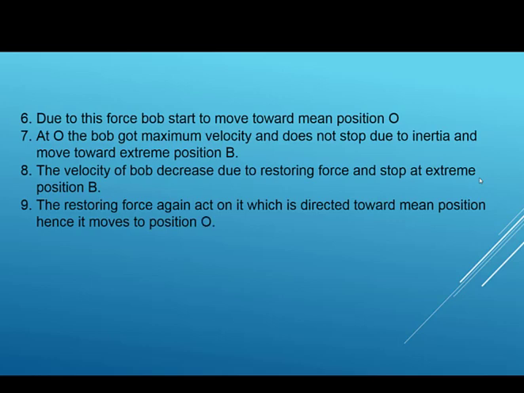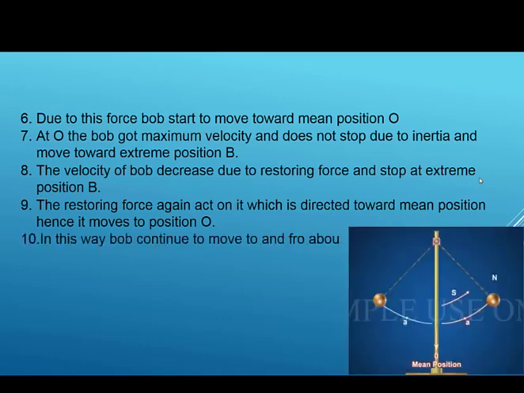Now it will be coming back to the position O again, and what will happen next? We know very well that in this way the bob continues to move to and fro about its mean position. It will not stop at position O, then it will go to position A due to inertia, having maximum velocity at point O, and when it reaches point A, again the restoring force acts, and so on.